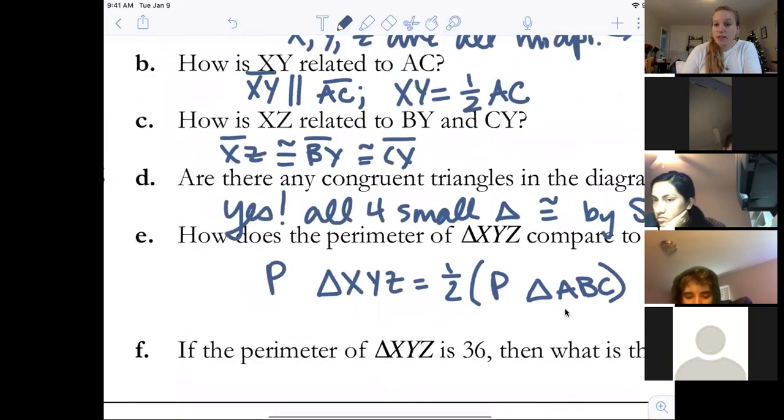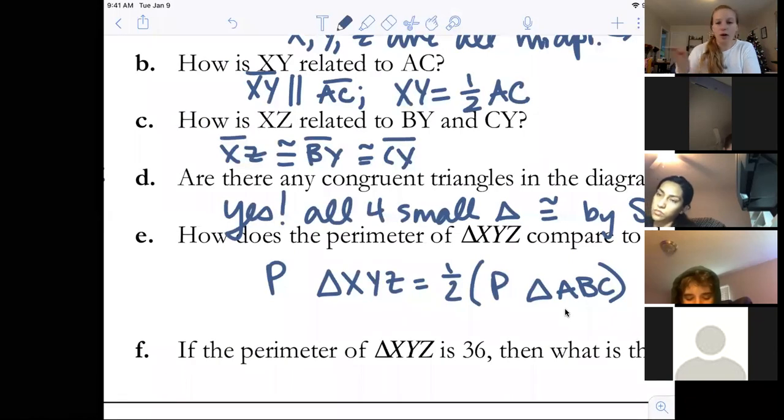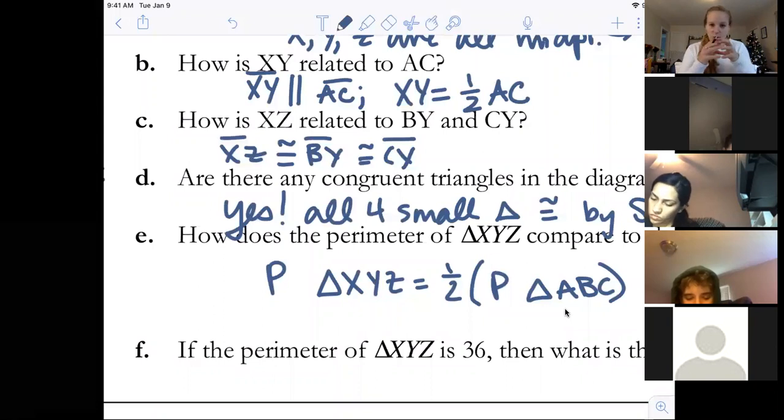So since we know each segment is half of the other one, well then if I were to add all of them up, they're still half of the other ones. So the entire perimeter is half of the big perimeter. If I just give us perimeter like I do in the next problem, we don't have to figure out what all the side lengths are and match them up. We can just know as a total the perimeter, how it's related to the other one, whether I give you the big one and you find the small one or vice versa.